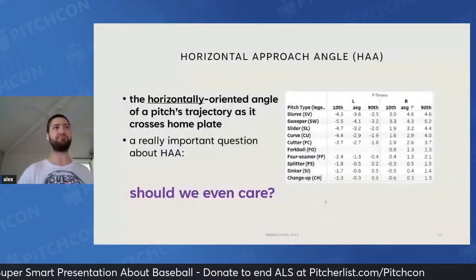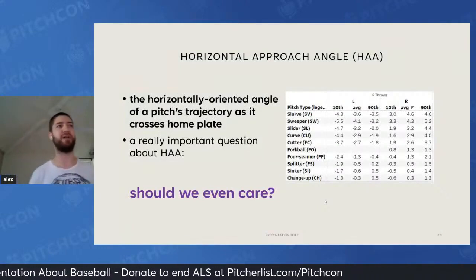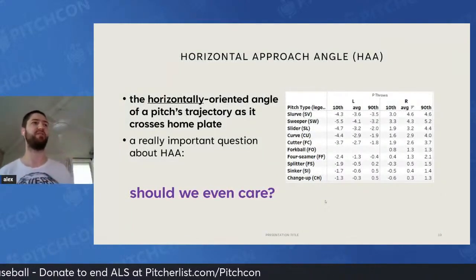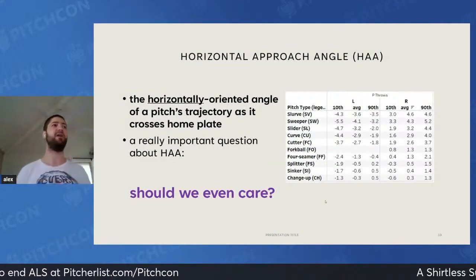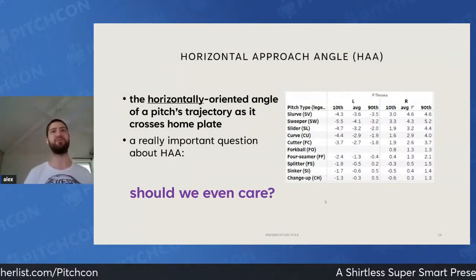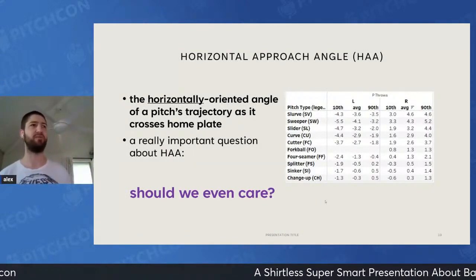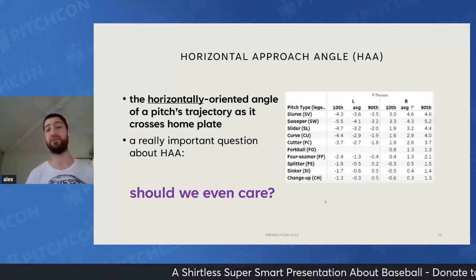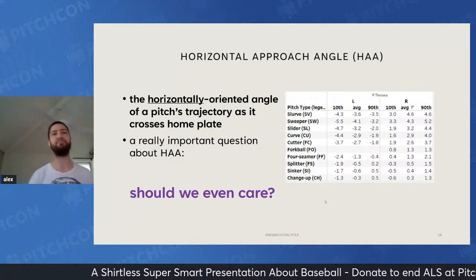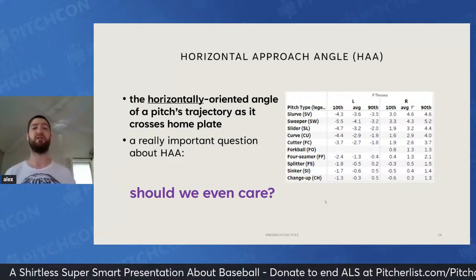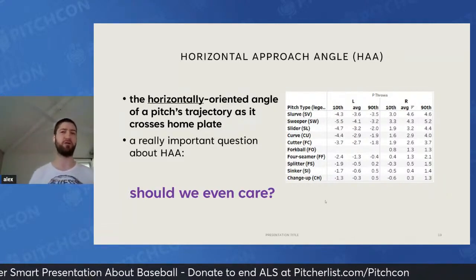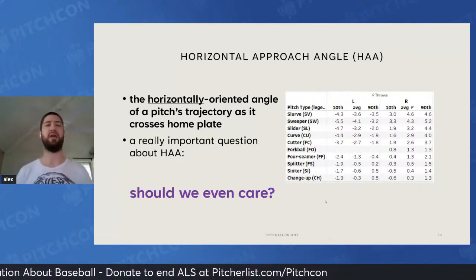Horizontal approach angle is the horizontally oriented angle of a pitch's trajectory as it crosses home plate. You'd never believe that. But I'm just gonna jump right to brass tacks. The really important question: should we even care? That's a great question. I posted a whole post about this on Fangraphs, and yes, you should care a little bit about HAA.